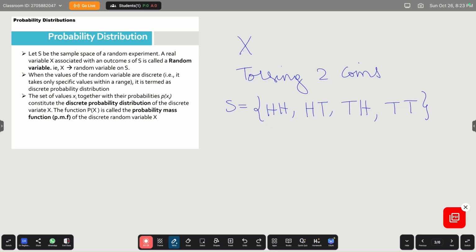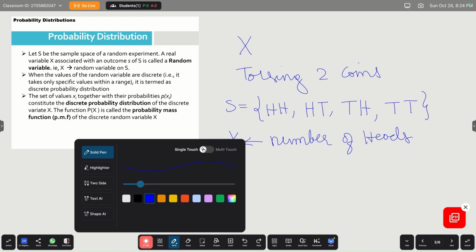Now let us define x. In our example, let us define x as the number of heads. It can be defined in any other way also. Let me take it as the number of heads that appeared when I did my experiment. So this x takes different values depending on different outcomes.